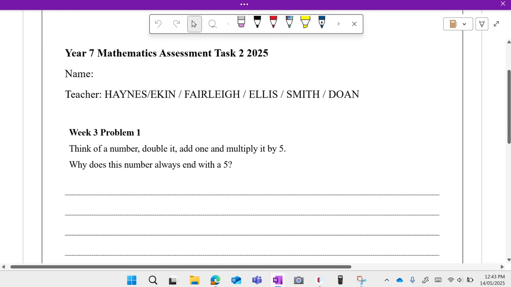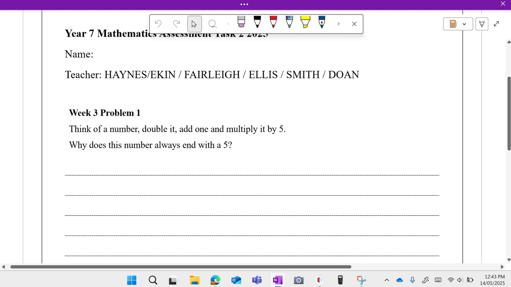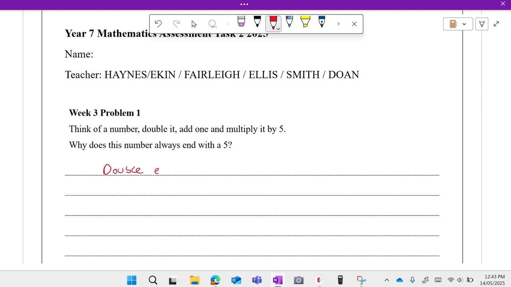What do we think? Whenever you double an even number, it stays an even number. Okay, double even, and it stays even. And if you double an odd number, it turns into an even number. Okay, so if we double an odd number, it turns to even. Right, so we double an odd number and it becomes even.